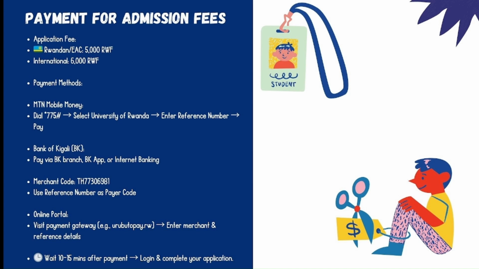There's also an online portal where you can pay. You visit the payment gateway, for example, ubuntupay.rwanda. So you enter the merchant code and the reference number, which are above there, and then you pay. And you wait for 10 to 15 minutes after the payment, and you log in to your portal as I did before, because you have your reference number and your PIN. You can log in anytime to check what changes have been made in your portal.